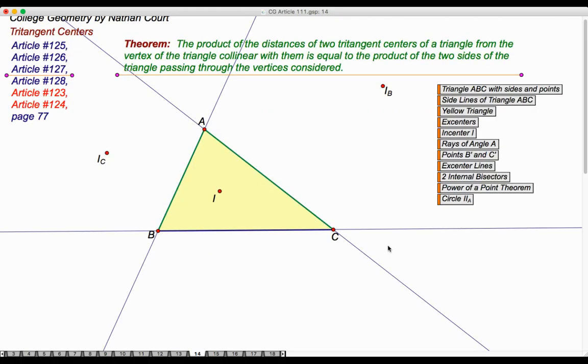Thank you. This time we finally consider articles 127 and 128. The product of the distances of two tritangent centers of a triangle from the vertex of a triangle collinear with them is equal to the product of the two sides of the triangle passing through the vertices considered. A little bit wordy, but if we scrutinize it, it's not that difficult.